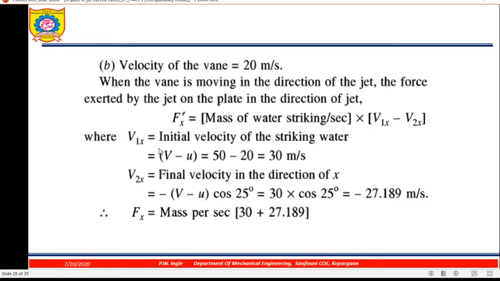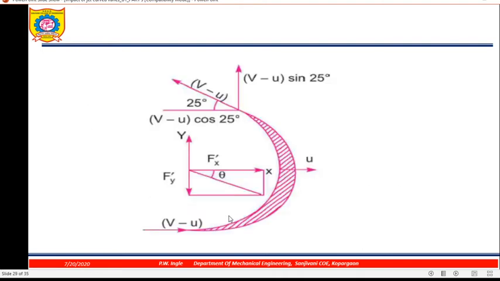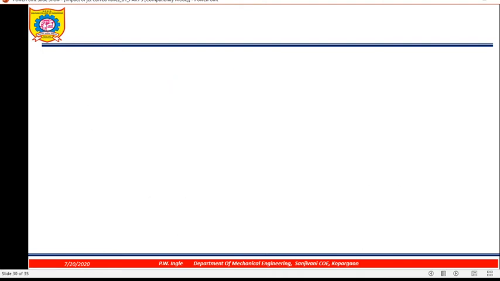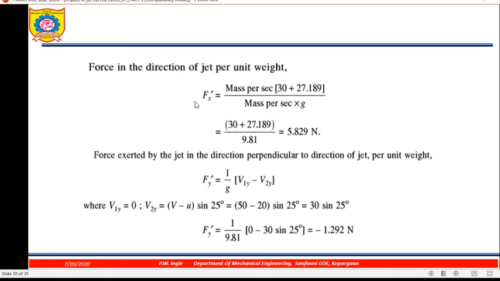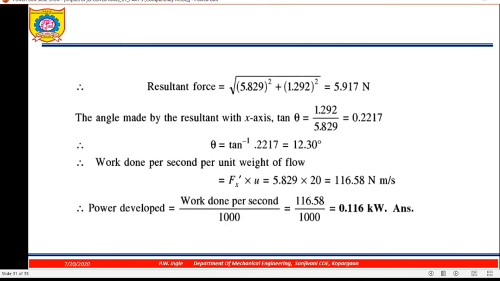Similarly, if the plate is moving, obviously V1x is V minus u. Then V2x is minus of (V minus u) cos 25. In a similar way you can calculate, here instead of V it is V minus u, because the plate is moving. So just calculate F dash x, F dash y, and the resultant force, the angle made with the x-axis, theta angle, and power developed.